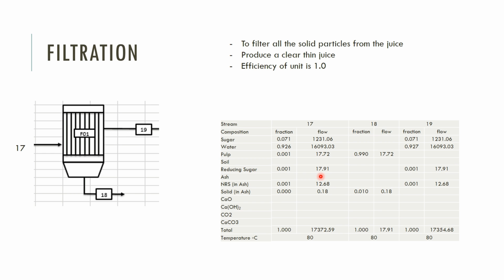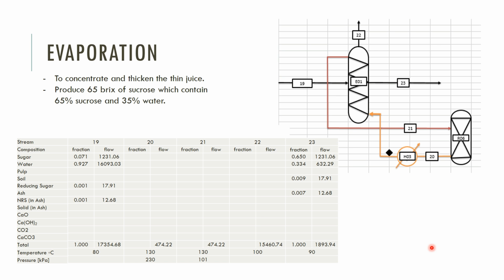Next, the filtration is to filter all the solid particles from the juice and produce a clear thin juice. The efficiency of the filtration, we assume, is 1. The input to the filter is 17,372.59 at the temperature of 80 degrees Celsius, and the output of the filter is 17,354.68 at the temperature of 80 degrees Celsius.